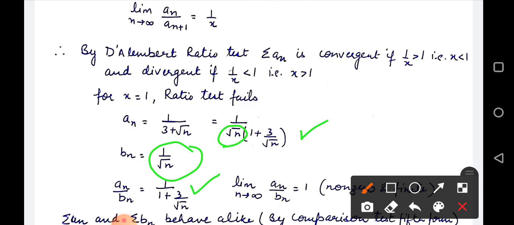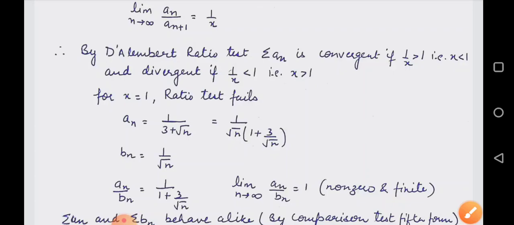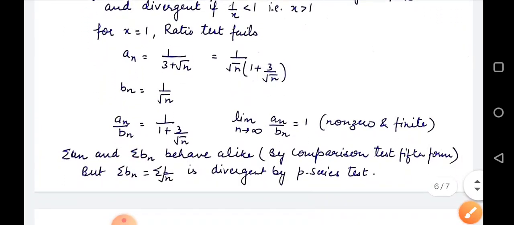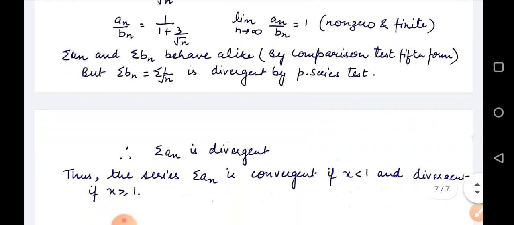So when n approaches infinity, this is 0. So 1 by 1 is 1 again. So which is non-zero and finite. Therefore summation an and bn behave alike. Which test? By comparison test form 5th. But summation bn does not converge. It is divergent by p series test. So therefore summation an is divergent.